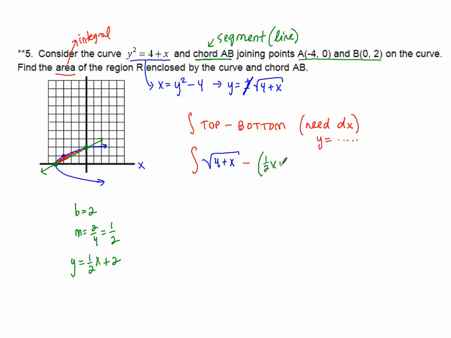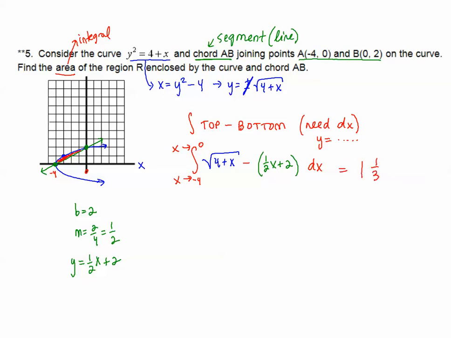So 1/2 x plus 2, and then I'm working with respect to x. If I'm working with respect to x, these must be x's. So my x starts at -4 and stops at 0. -4 to 0. I could plug that in a calculator, depending if I can use a calculator to integrate or evaluate it by hand, and I get 1 1/3. But the point today is, how do we set up the integral?